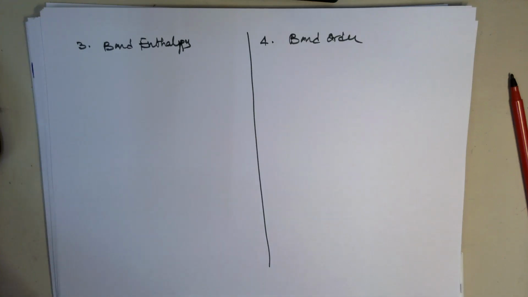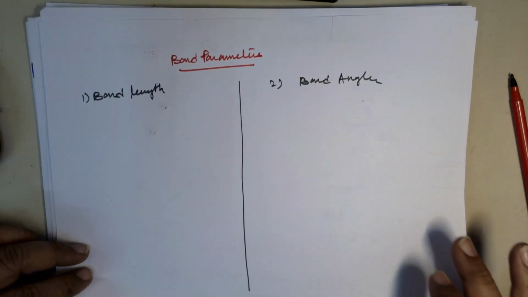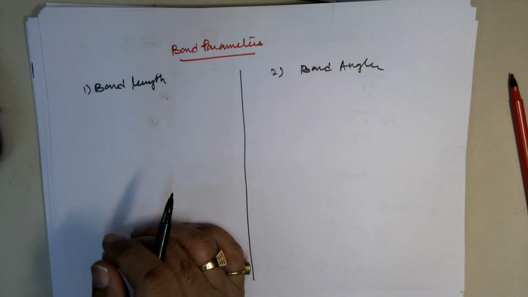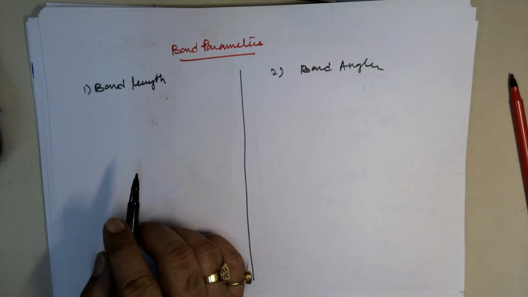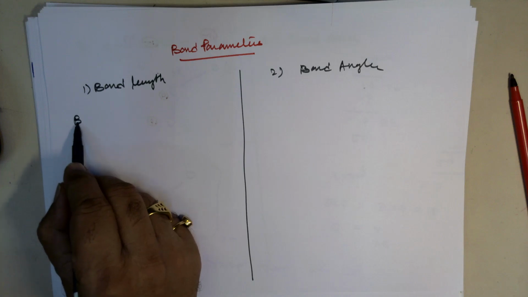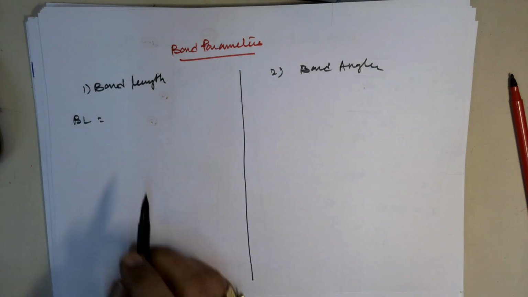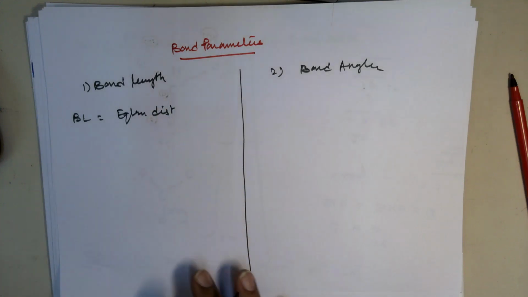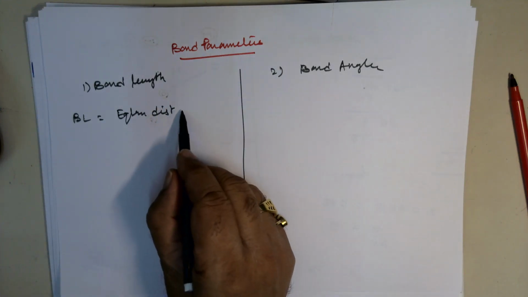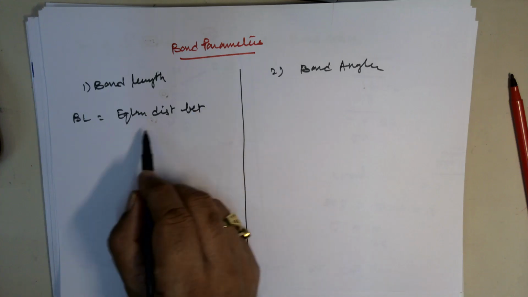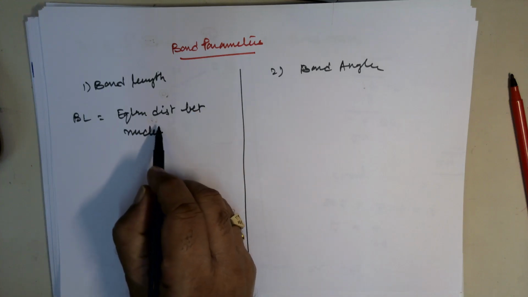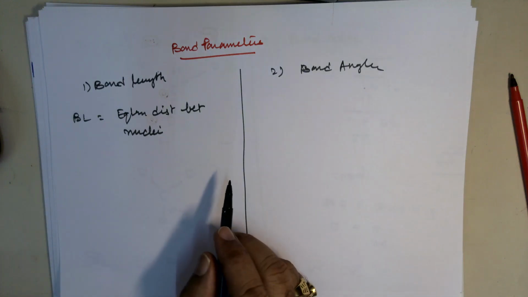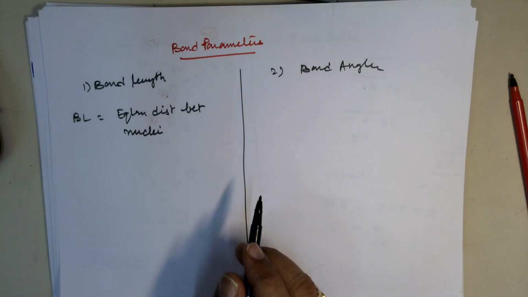Take down the first one, bond length. Bond length is nothing but the equilibrium distance between the nuclei of the participating atoms or bonded atoms in a molecule. That is called bond length.